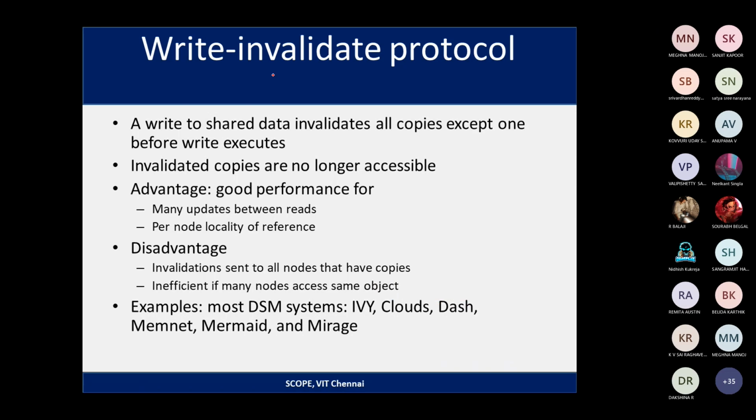First protocol is the write invalidate protocol. A write to shared data will invalidate all copies except one before the write is executed. We have already discussed this in Mermaid also, right? We took two processors and an example. Here also, if we have n nodes, we will invalidate all, and only one will remain valid for performing the write. Then invalidated copies are no longer accessible.